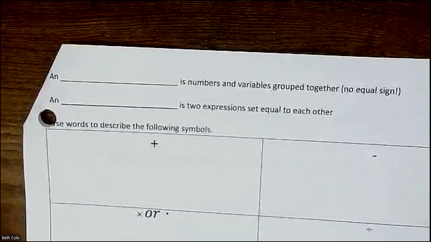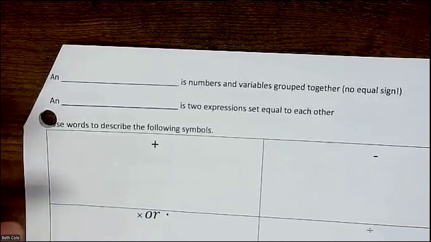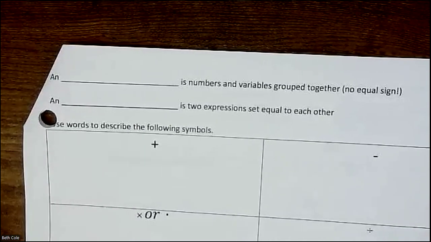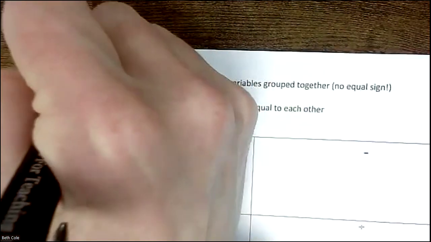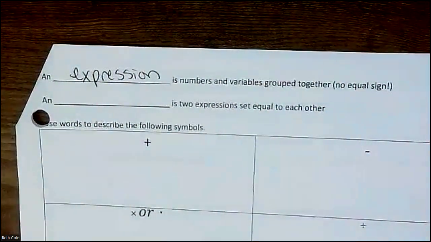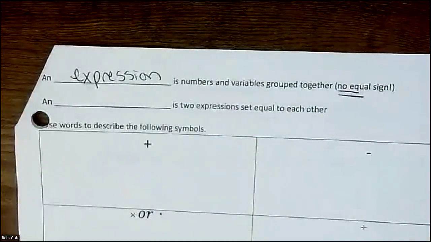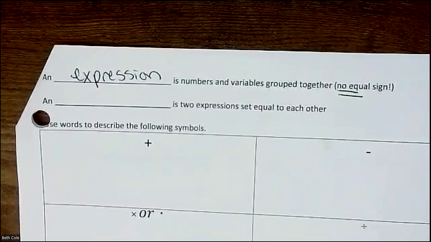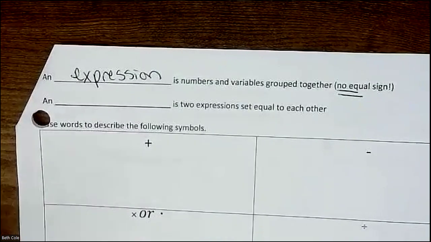Okay? Which involves a lot of vocabulary, and same with your language classes. So we're going to go over a little bit of vocabulary here, and then we'll practice some translating. So an expression, and it's important to know the difference between these. An expression is numbers and variables all grouped together, but there is not an equal sign. It's just an expression. So like 2x plus 5y is an expression, all right?